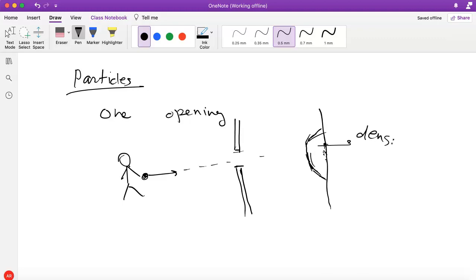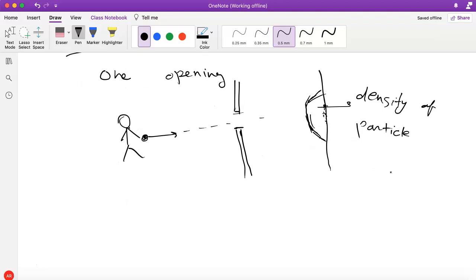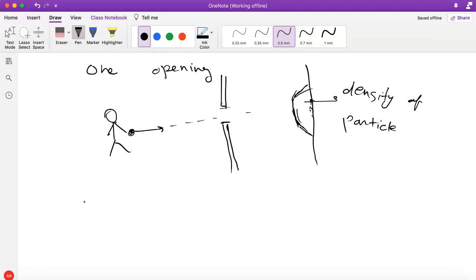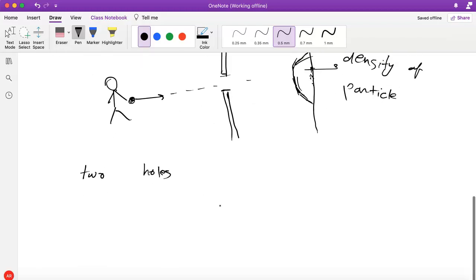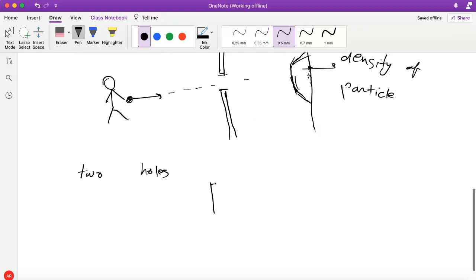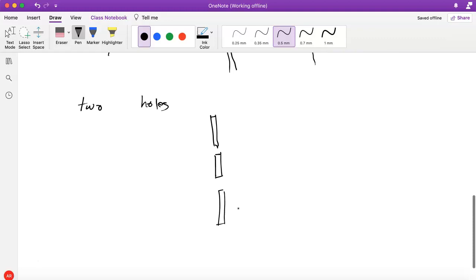Let's say density of particles, right? The number of particles, let's say per unit surface area of that wall. Okay, we're going to see something like this. Quite natural, right? What you would expect if you do that. Now, what happens if you have two holes? So let's say that's the first one. This is the second one. And this is the screen.